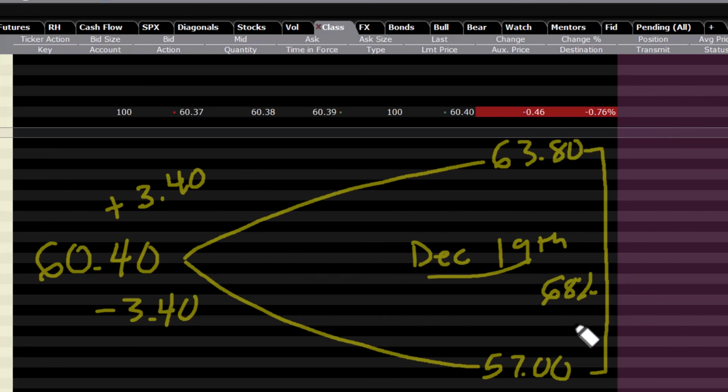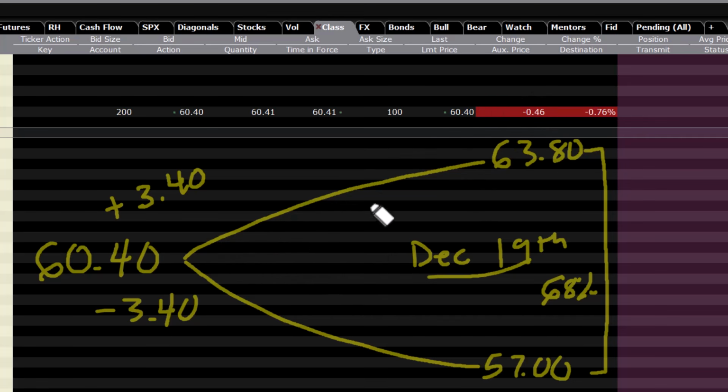Why is this helpful? If I'm putting on a trade to December 19th, does it make sense for me to target a move to 65? No. Does it make sense to target a move to $68 per share? No. Not if I believe this probability cone. Now, if you were extremely bullish, if you're out of your mind bullish, if you think this is just going to go on a tear and that the options market is wrong and mispricing volatility and so on, I suppose you could put on that trade.